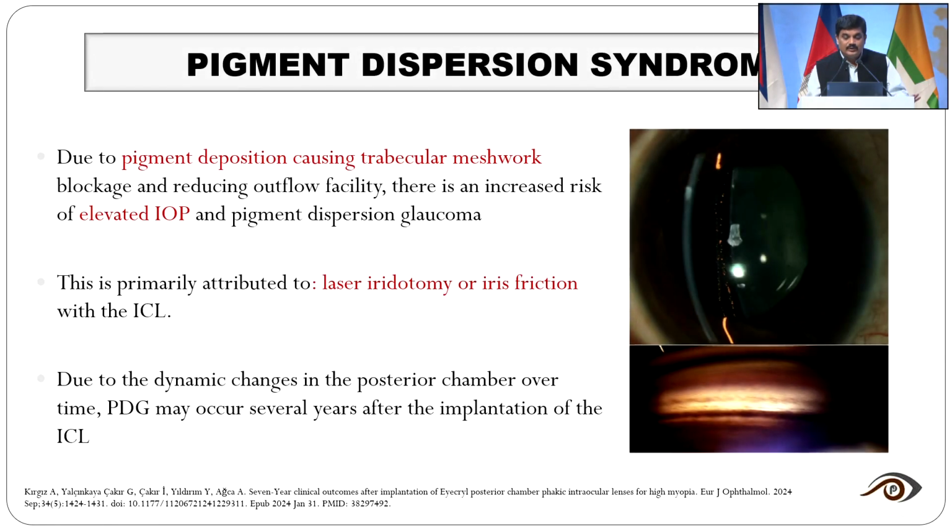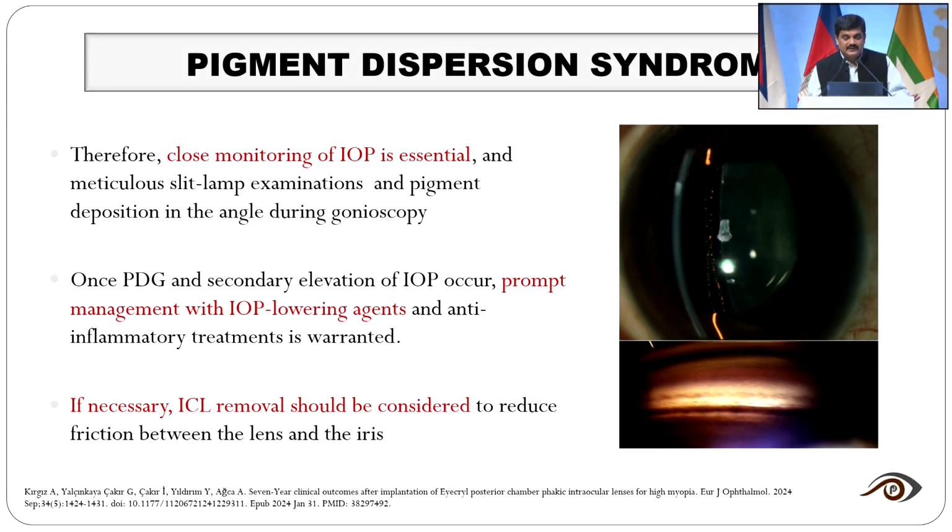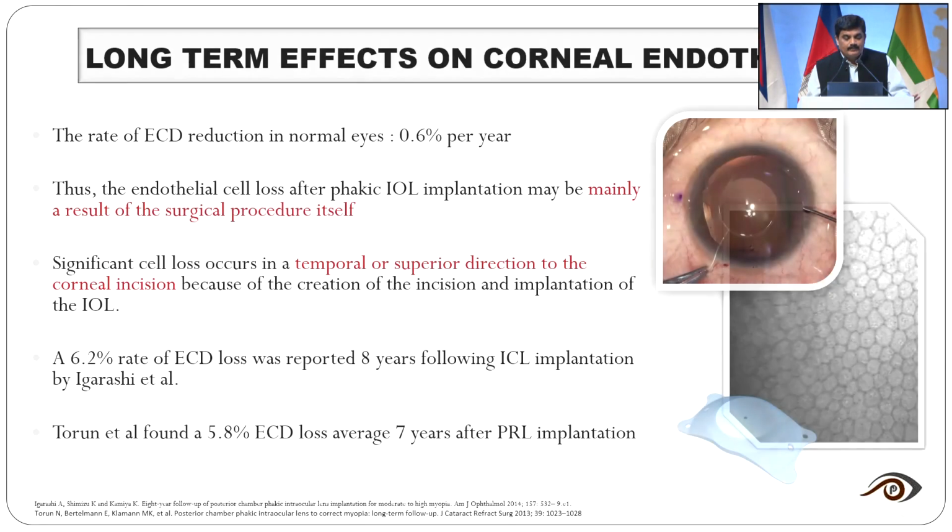So I am not going to talk about any of these points. These are the points I want to take. We need to look at the long-term effect on the corneal endothelium. The rate of endothelial cell reduction in normal eyes is about 0.6% per year. Thus, endothelial cell loss after Phakic IOL implantation is mainly a result of the surgical procedure itself, not of the Phakic IOL implantation. So you need to remember that.